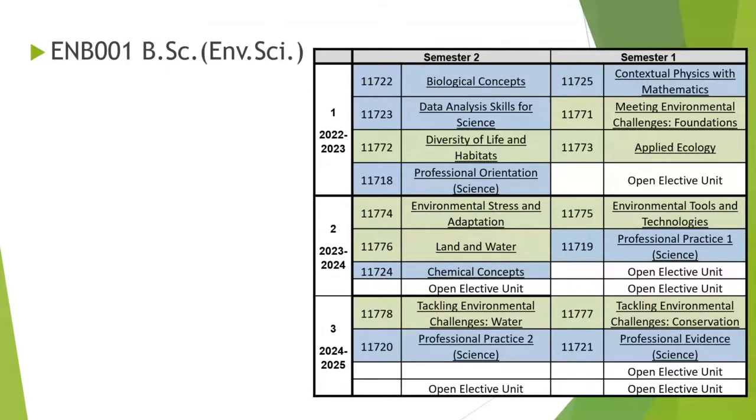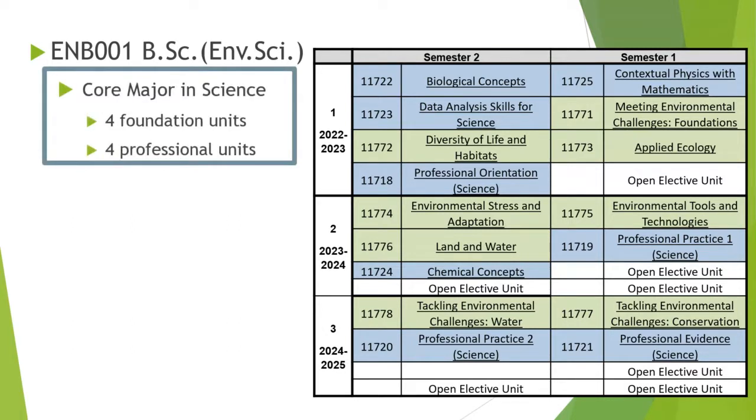Semester two is in the left-hand column and semester one is in the right-hand column. So that very top left-hand box of four units, that will be what most of you will be studying this semester. And hopefully you're already enrolled in biological concepts, data analysis skills for science, diversity of life and habitats, and professional orientation science. Then semester one next year is when you will take that top right-hand box, physics, meeting environmental challenges, applied ecology. You also have open electives, and I'll get to those in just a minute.